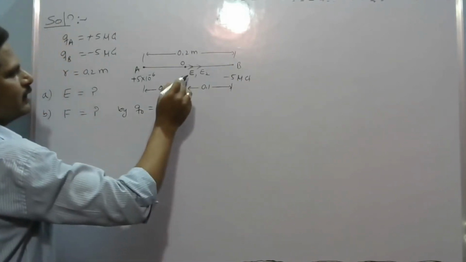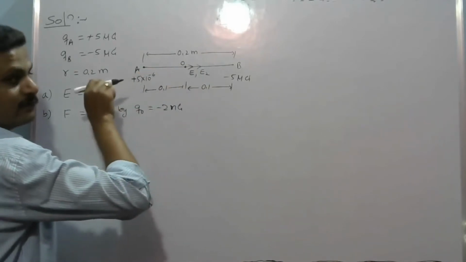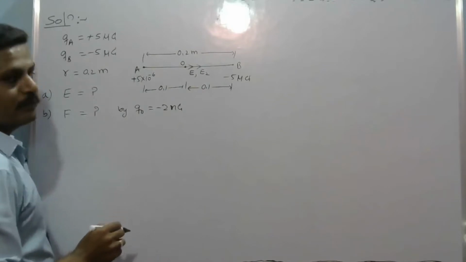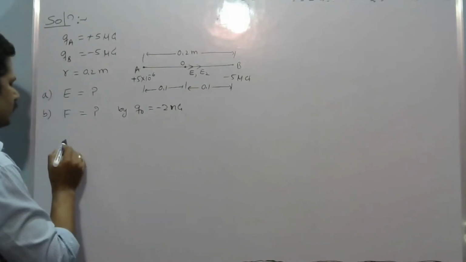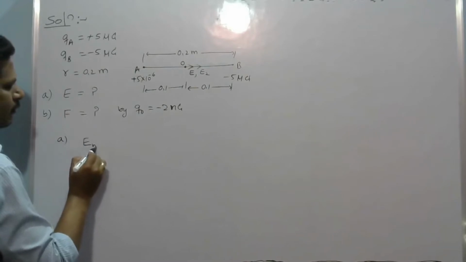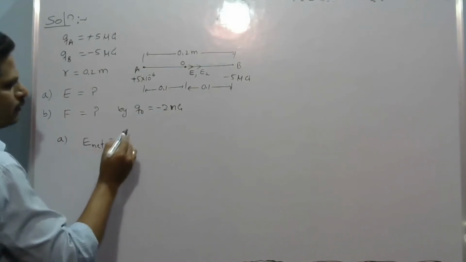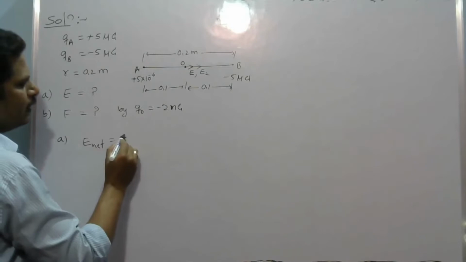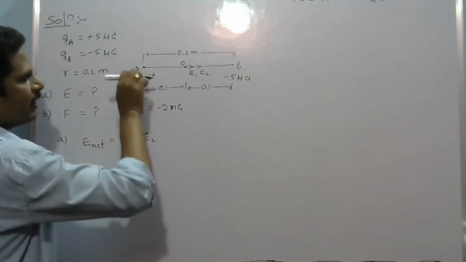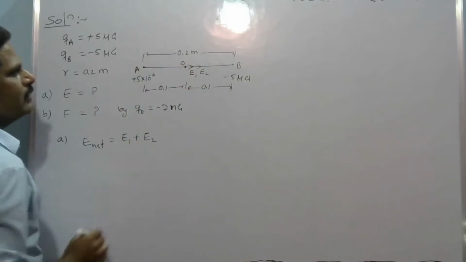And you can see that these two electric fields are acting in the same direction at the point O. If they are acting in the same direction, then we could add them. So the net electric field at O is equal to E1 plus E2. Why are we adding them? Because they are acting in the same direction at the point O.